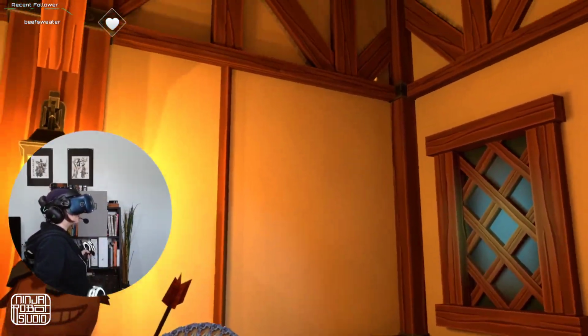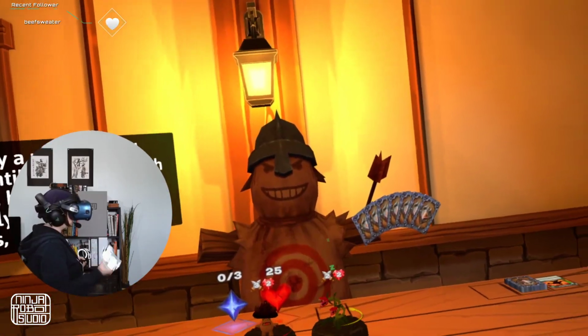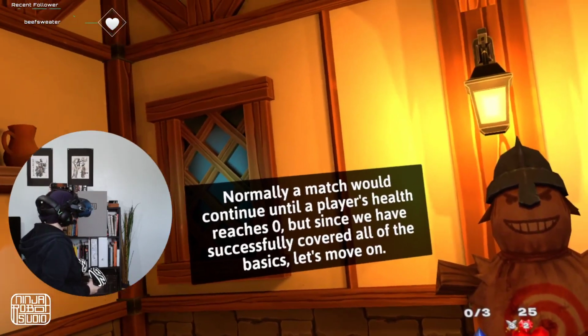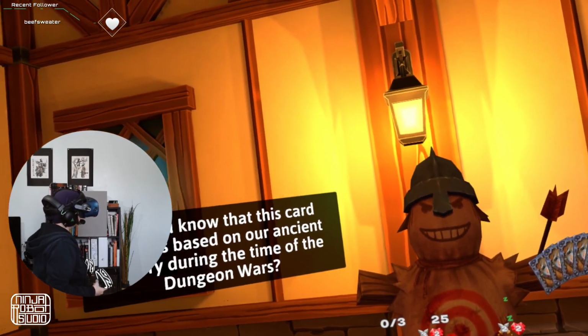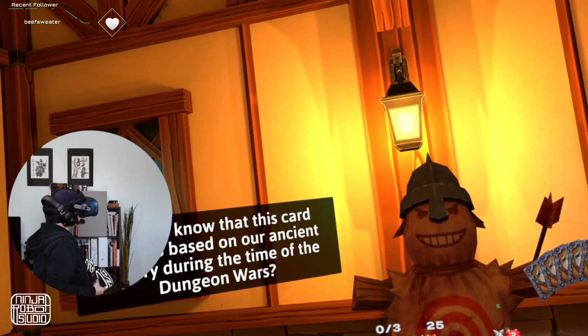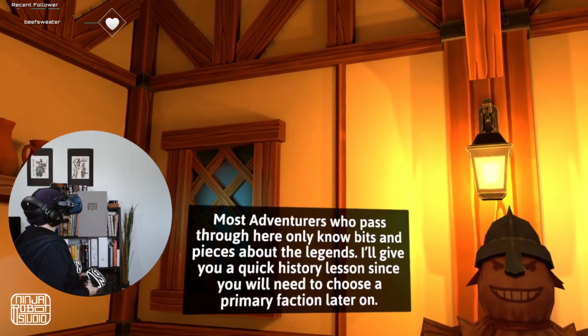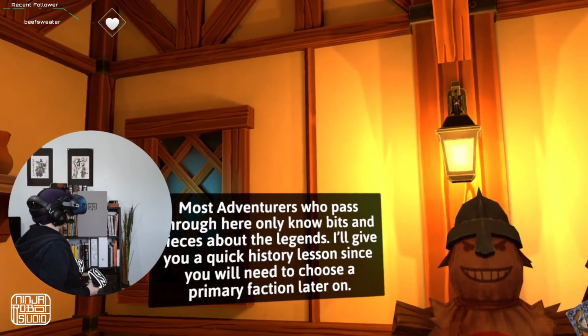You really are quite a natural. Yeah, I'm a natural. Normally, a match would continue until a player's health reaches 0. But since you have successfully covered all the basics, let's move on. Did you know that this card game is based on our ancient history during the time of the Dungeon Wars? Most adventurers who pass through here only know bits and pieces about the legends. I'll give you a quick history lesson since you need to choose a primary faction later on.